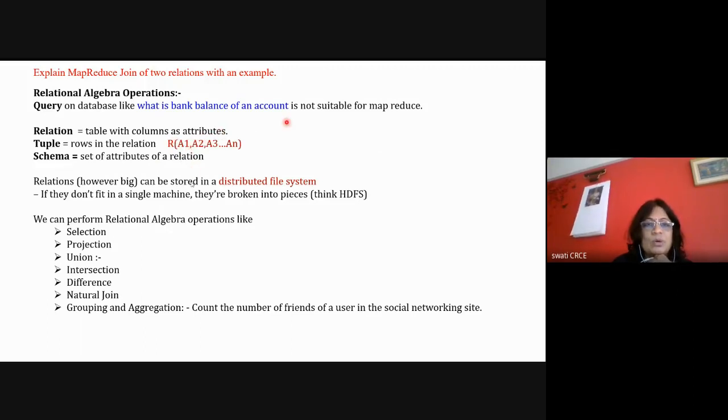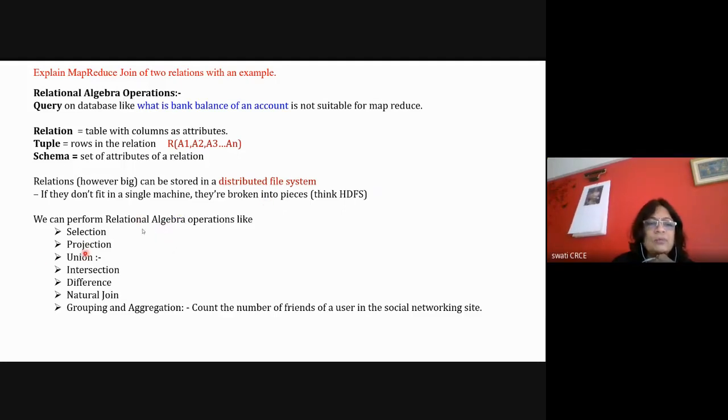Maybe key value pair, or it will be the value. So this way the data will be stored. A relation, however big, can be stored in a distributed file system. Because they don't fit on a single machine, they can be broken into pieces like HDFS, and they are stored in a file system. So this is actually your file, similar to a text file where your data is stored.